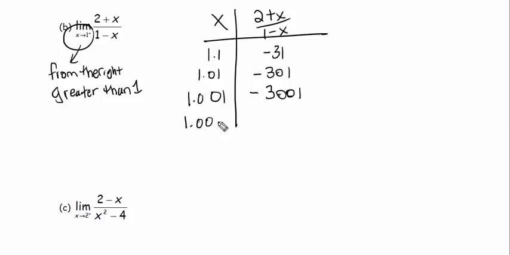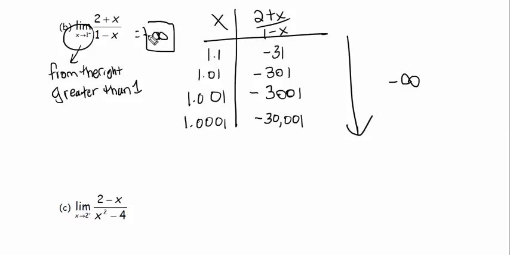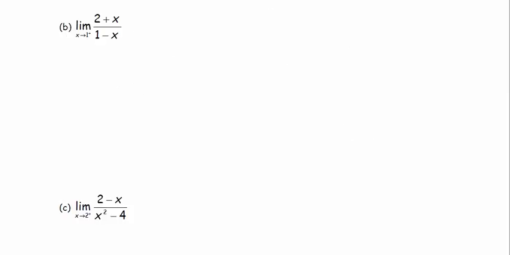And one more, just for the sake of it, it looks like you can get the pattern here: negative 30,001. So these numbers are also getting very small very quickly. So these are going to negative infinity, and that is what this limit is. All right. Hopefully this is all making sense, but I'll do another example here for you.